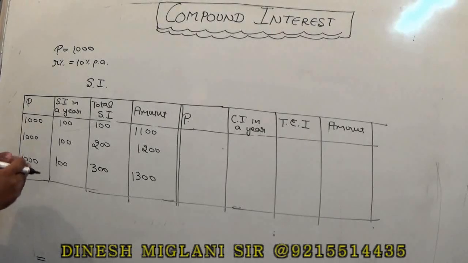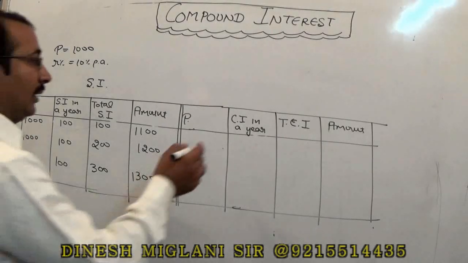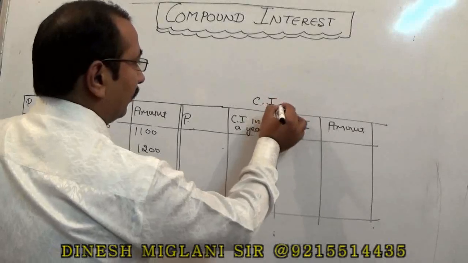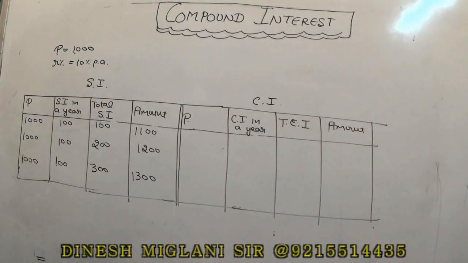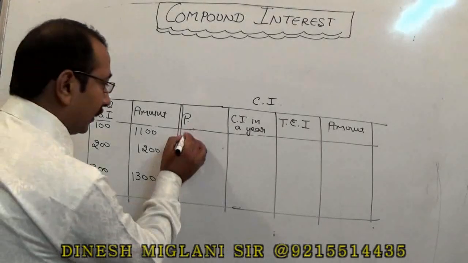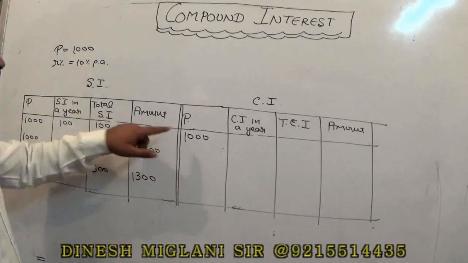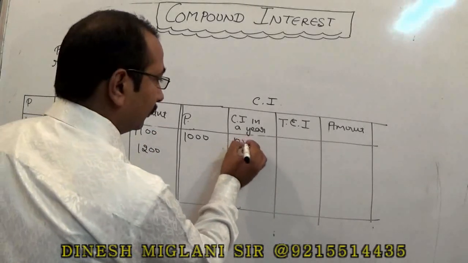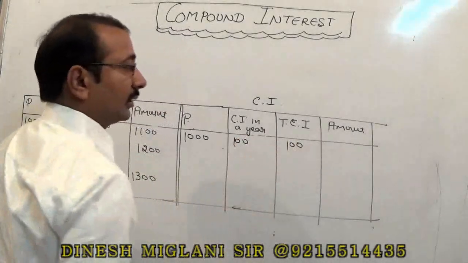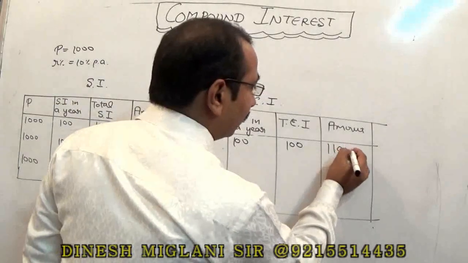But when I take this problem in compound interest, when the question is totally same, principal is 1000 and rate of interest is 10%, but interest is compounded. In the first year my principal is 1000. In the first year I will take interest on this 1000, that is rupees 100. Total compound interest is 100 and amount is 1100.